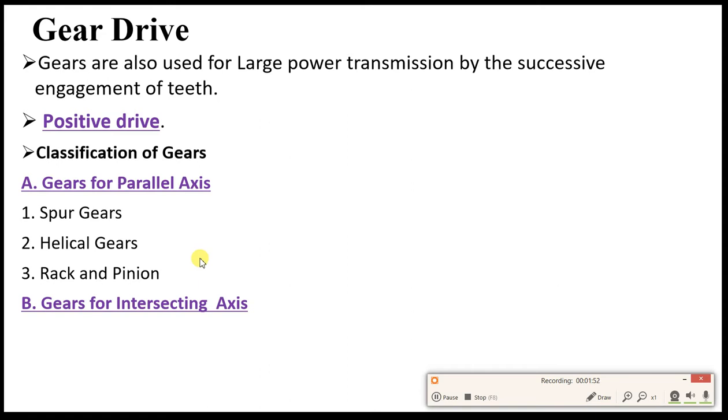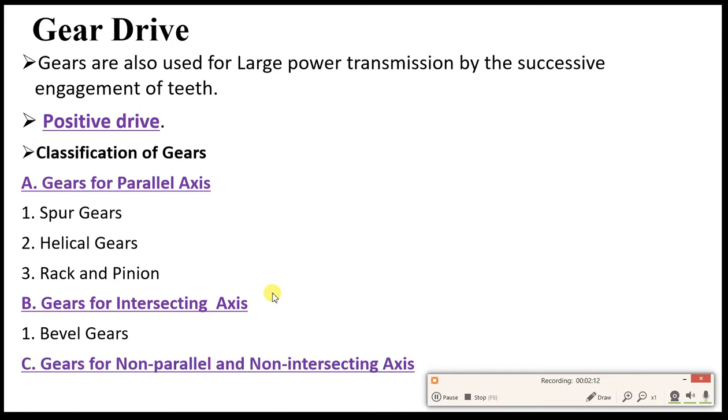The second classification is gear for intersecting axis. When two gears mesh or engage with each other and the axis of both gears intersect, that gear is called an intersecting axis gear, which is the bevel gear. And the third type is gear for non-parallel and non-intersecting axis, which is the worm and worm wheel gear, or worm gears. So one by one we'll study.